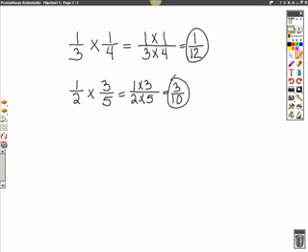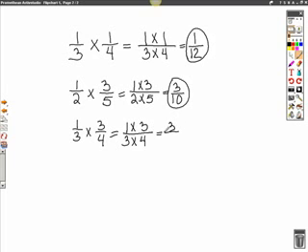Now let's try 1/3 times 3/4. Once again, go ahead and rewrite this, putting your numerators on top, 1 times 3, over your denominators, 3 times 4. Simply multiply. 1 times 3 is 3. 3 times 4 is 12.